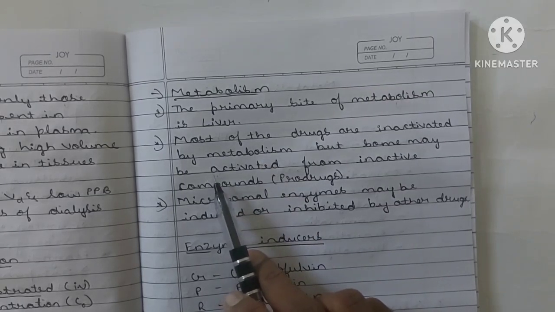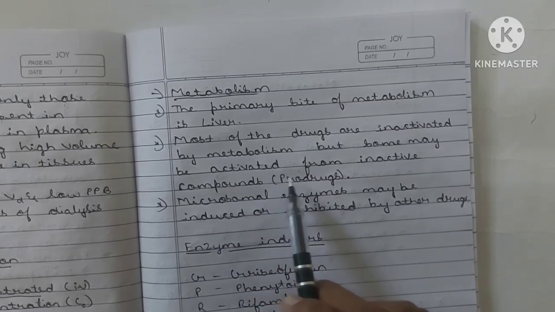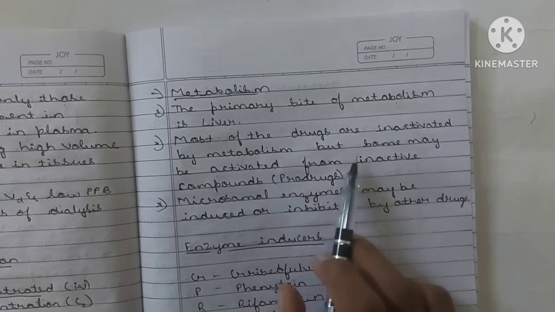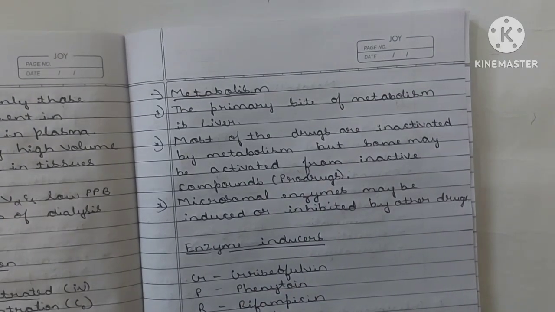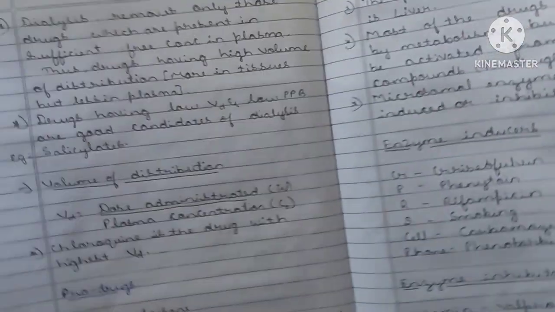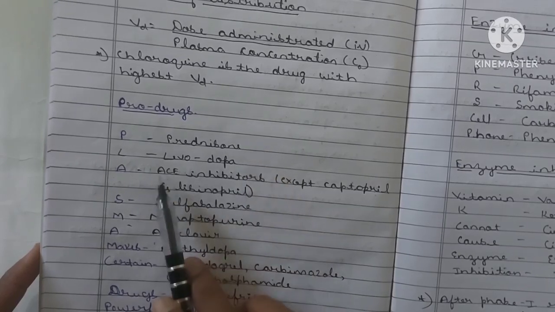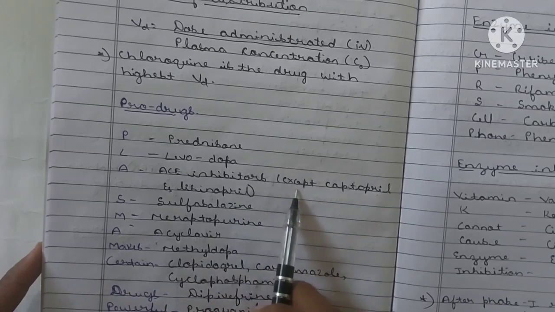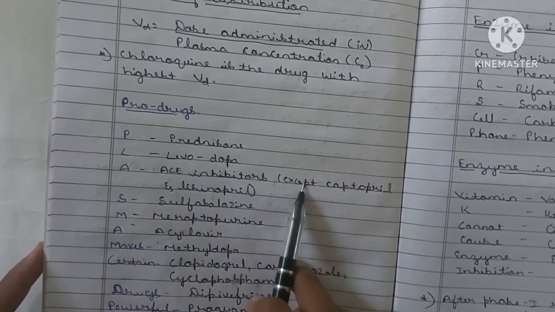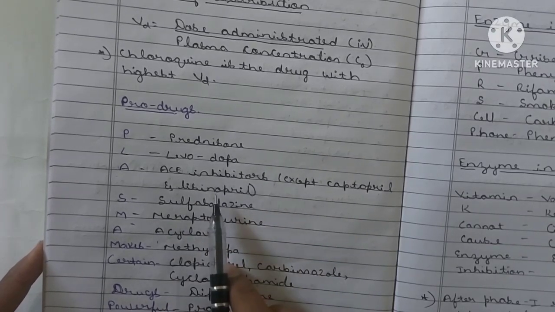Now some drugs get active from inactive form. Some drugs may be activated from inactive compounds, like prodrugs. Now what are these prodrugs? The drugs which get activated from inactive form with the help of the liver. Prodrug examples: prednisone, levodopa, then ACE inhibitors, except captopril and lisinopril. Captopril and lisinopril are ACE inhibitors, but these are not prodrugs. These are not converted from inactive to active form.